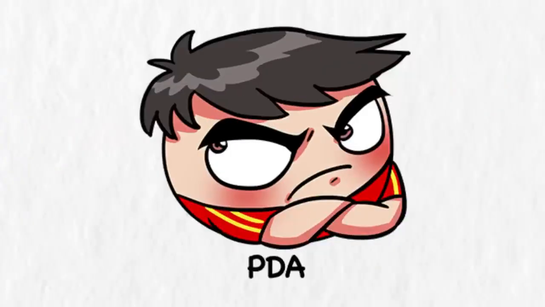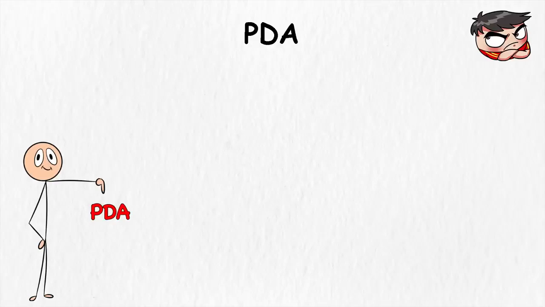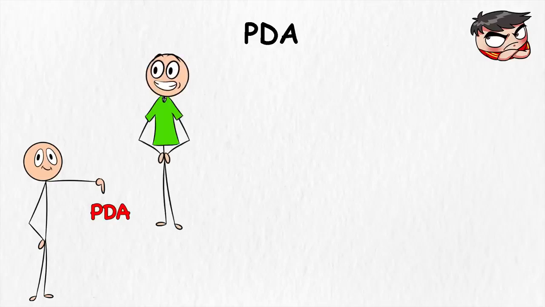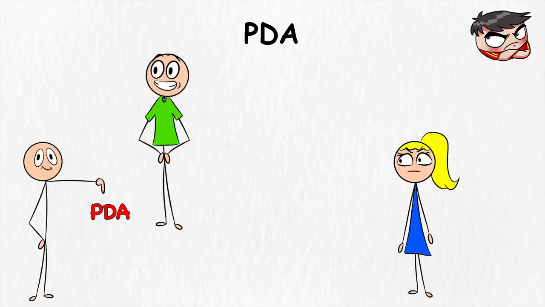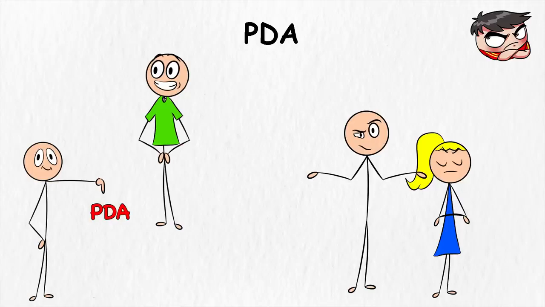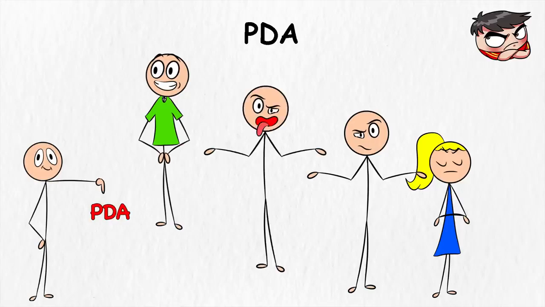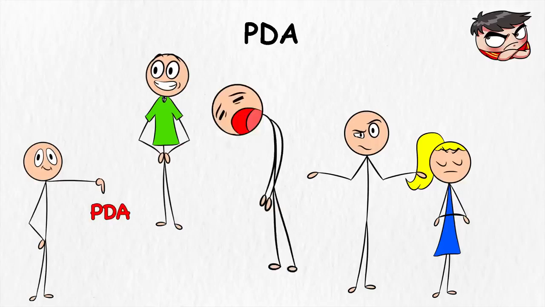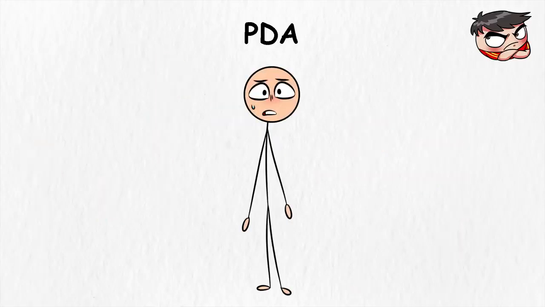Pathological demand avoidance, PDA. PDA is a profile that falls under the autism spectrum. It's like autism's weird, rebellious little sibling who refuses to do what you tell them just because you told them to. It's not about being a jerk or lazy, but it's a deep, anxiety-driven need to stay in control.